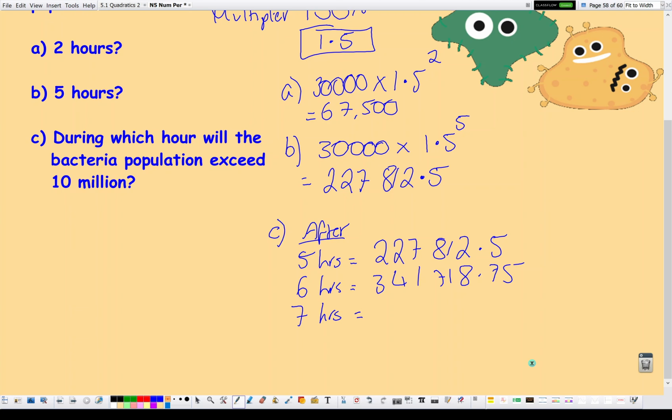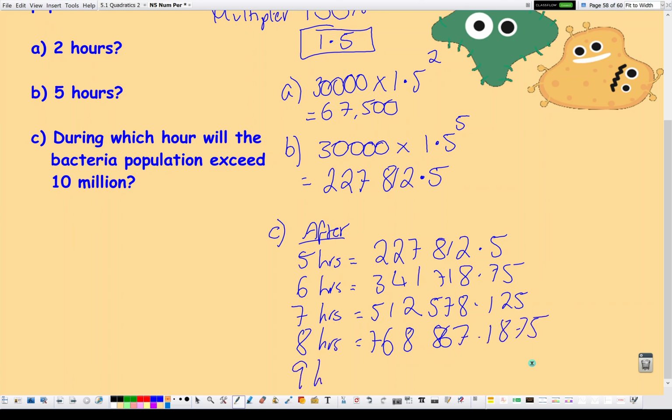After 7 hours, again, just do times 1.5. And if you've got the answer times 1.5 in your calculator, you can just hit the equals button and it times it by 1.5 again. So that takes me up to 512,578.125. What about after 8 hours? That's gone up to 768,867.1875. After 9 hours.